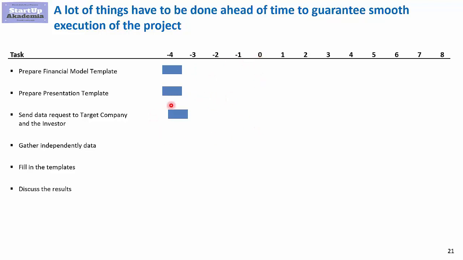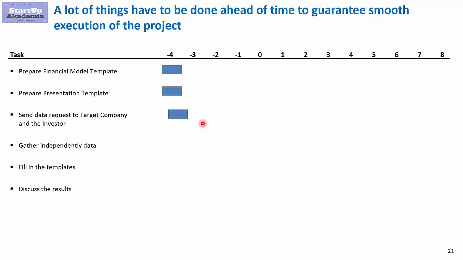On the basis of this, as next step, somewhere between the 4th and the 3rd week ahead of the project, you have to send the data request to the target company and the investors. There you specify what kind of data you want them to send you and in what form. Obviously, what they will send you will differ from what you request, but the faster you send it, the more likely you are to get as much data as they have, and you have time to process this.